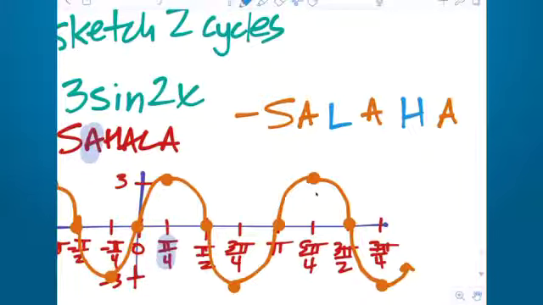And now you get Sahala's bizarro twin, negative Sahala, as he likes to call himself. He thinks he's clever. Now, you don't have to remember negative Sahala, do you? No. Just remember that anytime you have a negative amplitude, what happens with your highs and lows? They flip. And that's only going to matter at the very, very end when you put your critical values.